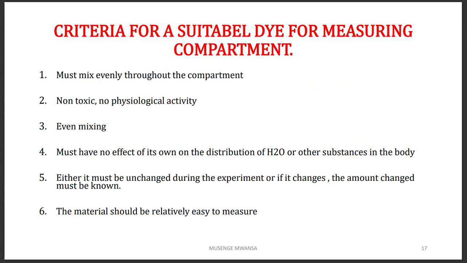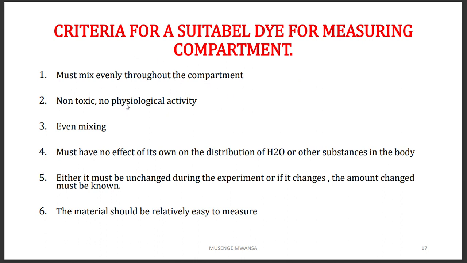The aim of this method is that the liquid you are using to mark where water is in the body should be able to go to every point where the liquid you want to measure is. So if I want to measure the total body water, I need to make sure that at every point in the body where there is water, the dye I'm using should go to every point where there is water.